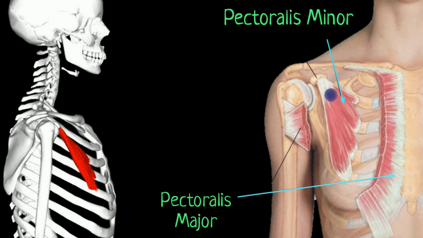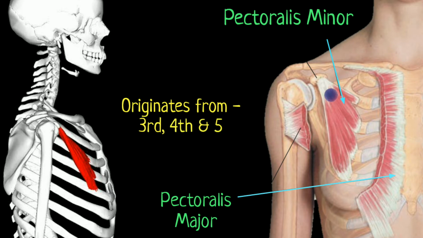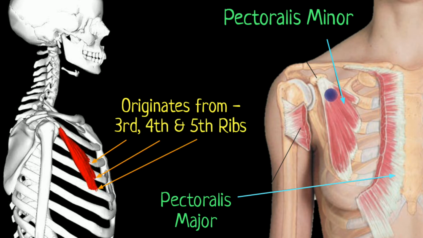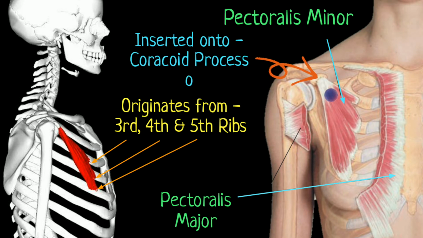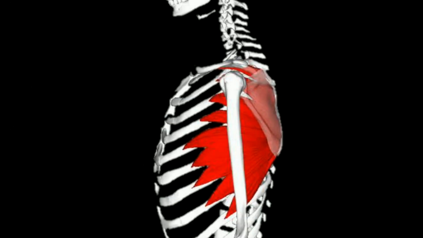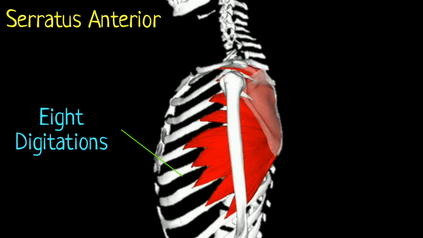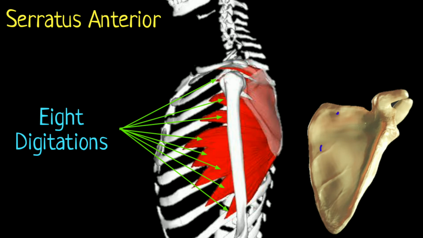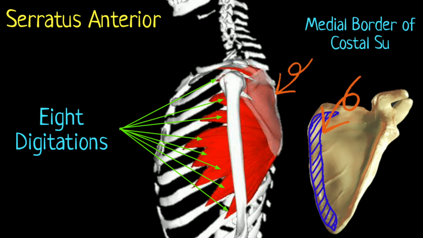Pectoralis minor muscle originates from 3rd, 4th and 5th ribs near their costal cartilages and is inserted onto the coracoid process of scapula. Serratus anterior muscle arises by 8 digitations from the upper 8 ribs and gets inserted along the medial border of the costal surface of scapula.